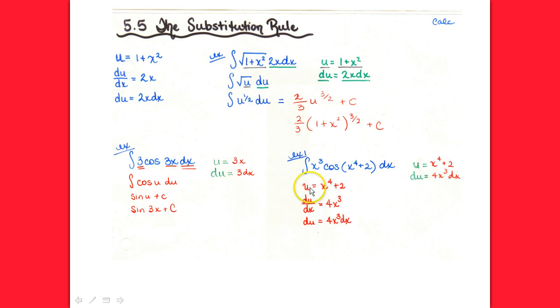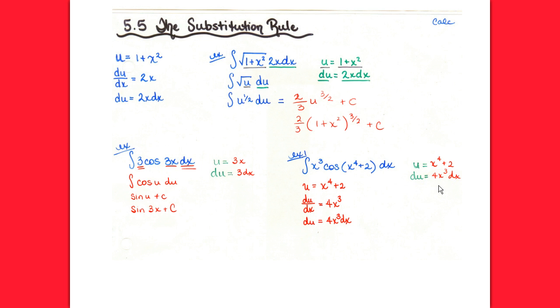So if I take the derivative of u in terms of x, the derivative of x to the fourth would be 4x to the third, and the derivative of 2 would be 0. So the derivative is 4x to the third. I need just the differential du. So to get du by itself, I'll multiply both sides by dx, and I'll get the differential du is 4x to the third dx.